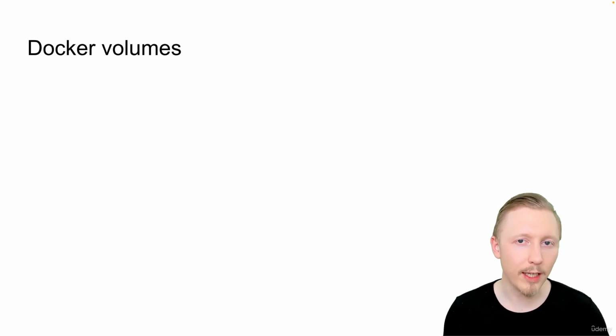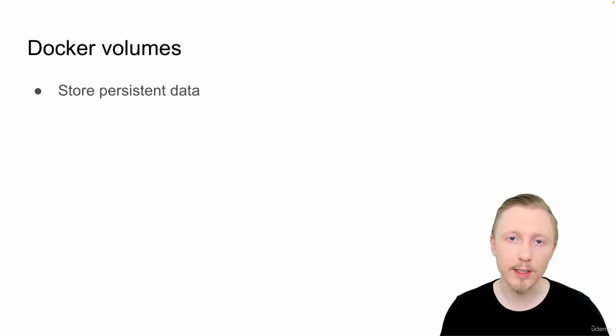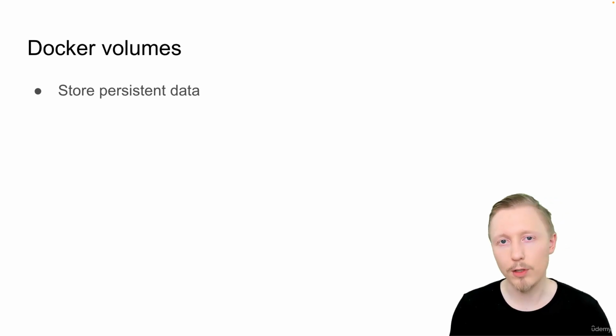Next, let's talk about how Docker volumes fit into this. So as we know previously, Docker volumes are for storing persistent data. That is data that we want to store on the file system, which is used by our application that persists between different runs or even different running instances of our application. So it's essentially just a directory on the system that is used and mapped to our application.